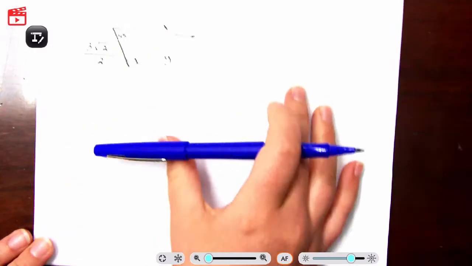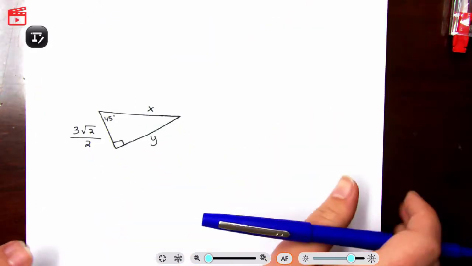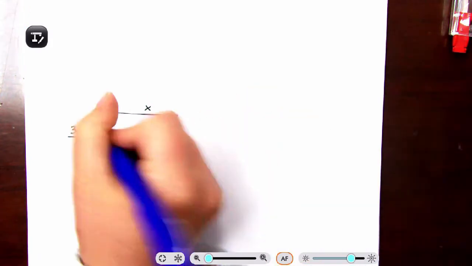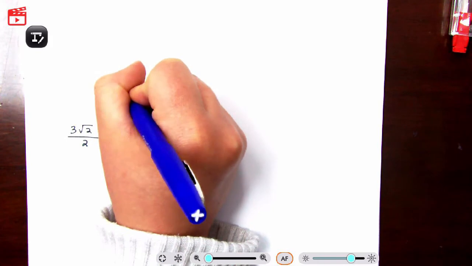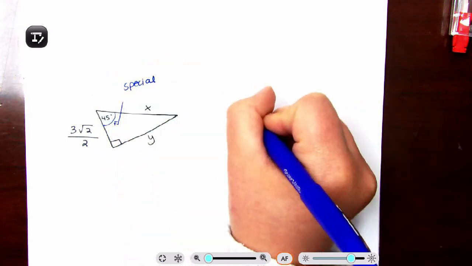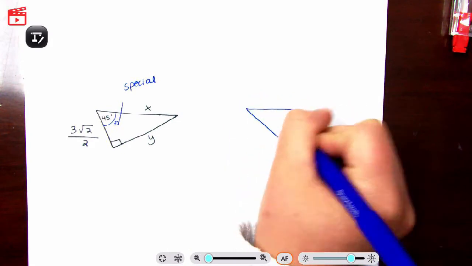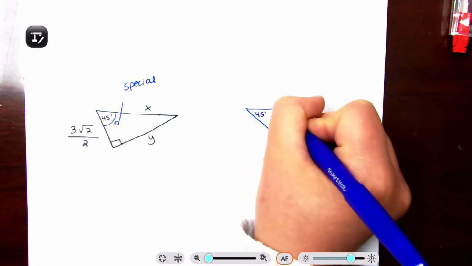All right, next one. This one's asking us to solve for your x and your y's. When you are dealing with something that's given, for example, given is this 45 degree. That means this is special. We have a 45, 45, 90 triangle. So 45 is here, 45 is here.